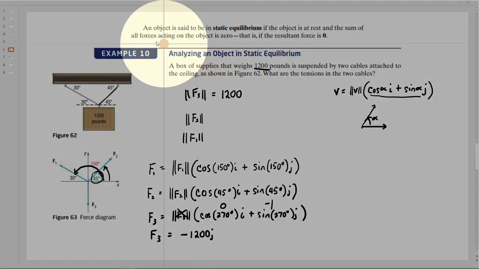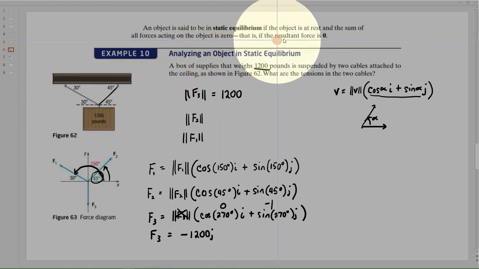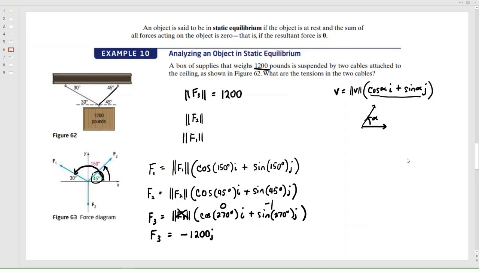Okay, and then what we're saying up here is that these are at equilibrium. A balance is maintained if the force that results from the sum here is 0. So here's what we need. We need F1 plus F2 plus F3 to equal 0, the 0 vector.